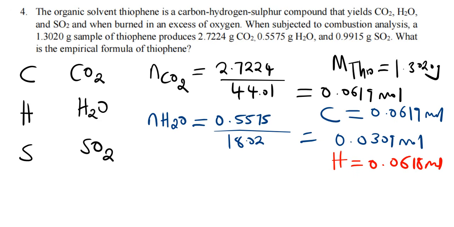What about sulfur? So the number of moles of sulfur, or sulfite. In this case, what am I going to have? They've given us the mass to be 0.9915. What about the molar mass?